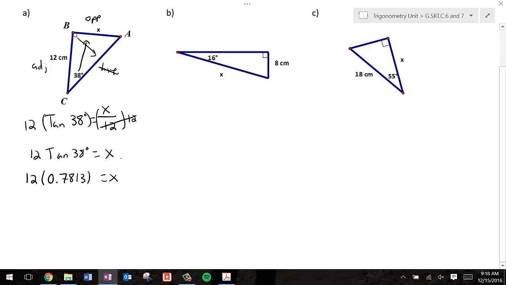So either way, either one of these is going to give you your correct answer. You plug either one of them into your calculator. If you were to just reach for your calculator and plug that in, 12 times the tangent of 38 degrees is going to tell us that x has a side measure of 9.38 centimeters.